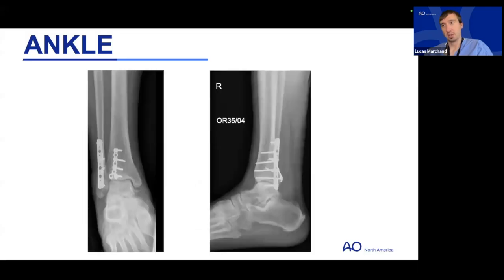Here's your dessert, a nice anatomic reconstruction of this ankle fracture with associated subluxation of the tibio-talar joint.